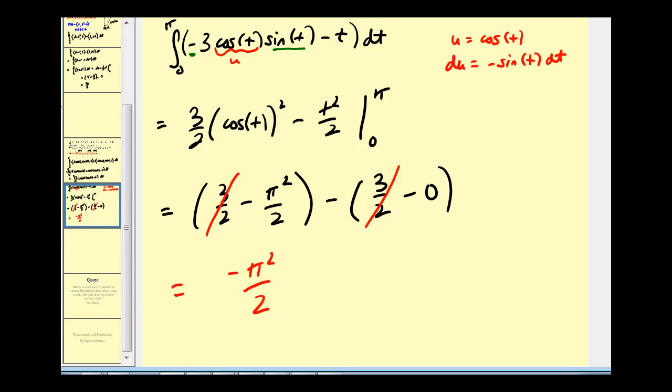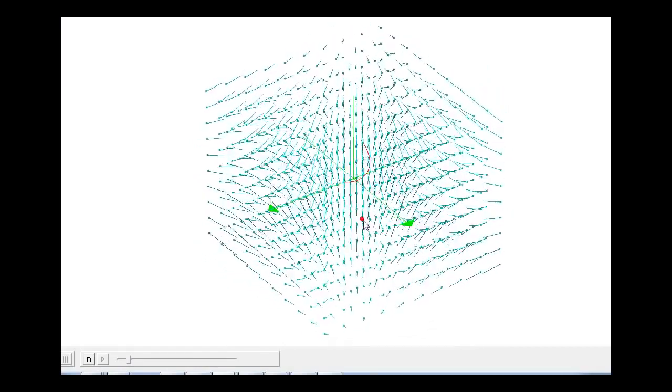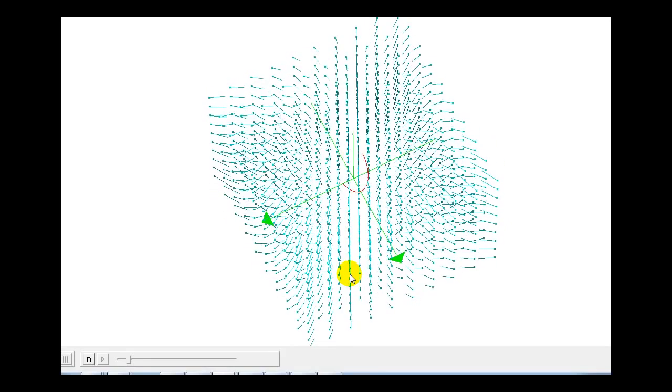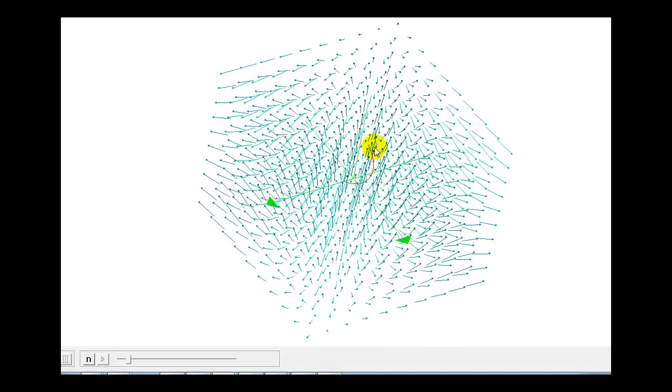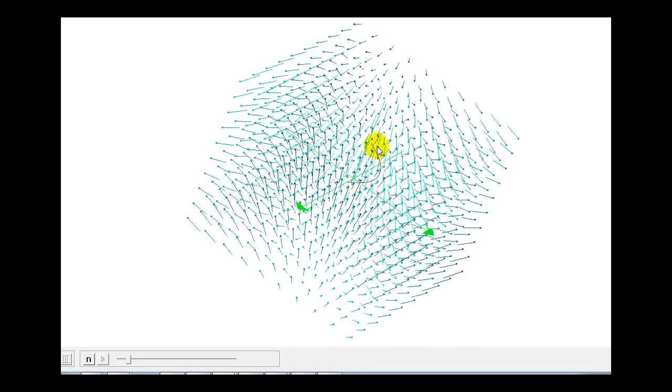Let's take a look at a graph of this. So here's our three-dimensional vector field in blue, or our force field. And then in red you can see the path through space. So as a particle moves along this path from here to here, it's moving against the force field, and that's why the work has a negative value this time.